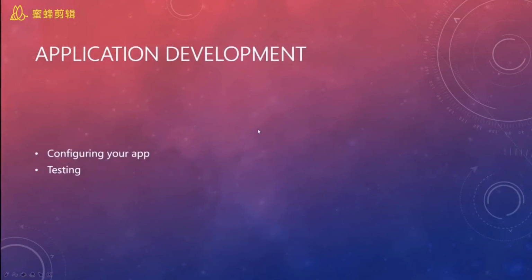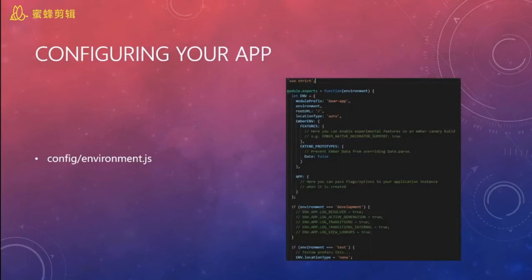For application development, I'm going to talk about configuring your app and testing. config/environment.js is where you configure your environments. Like other frameworks, Ember has different environments such as development, production, and test. For example, the configuration for the development environment will go in here.